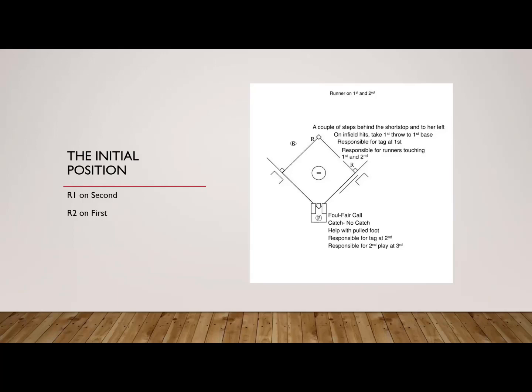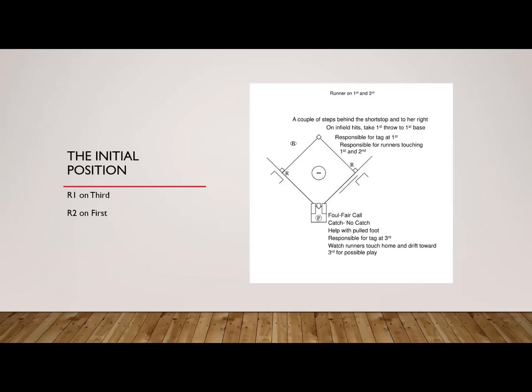So we're going to be on the left shoulder of the fielder if we have just a runner on second. We'll be on the right shoulder if we just have a runner on third. And we're responsible for the tag ups at first, runners touching first and second. On a fly ball to the outfield that nobody goes out on, nobody chases, the plate umpire will have the tag up on second base of R1.